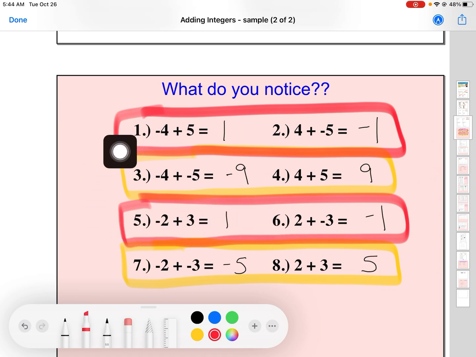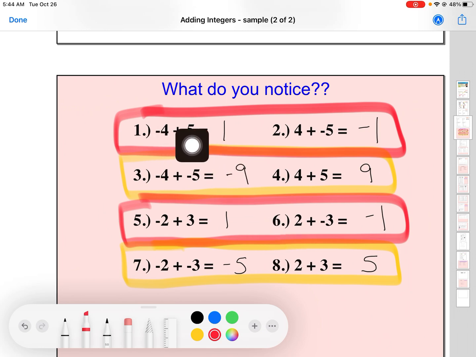Whereas if you look at the red, what do you notice about these 4 problems? They all have 1 positive and 1 negative, so they've got ones of different signs. And when you did that, what did you actually do with the numbers themselves? Not thinking about the sign attached to them.